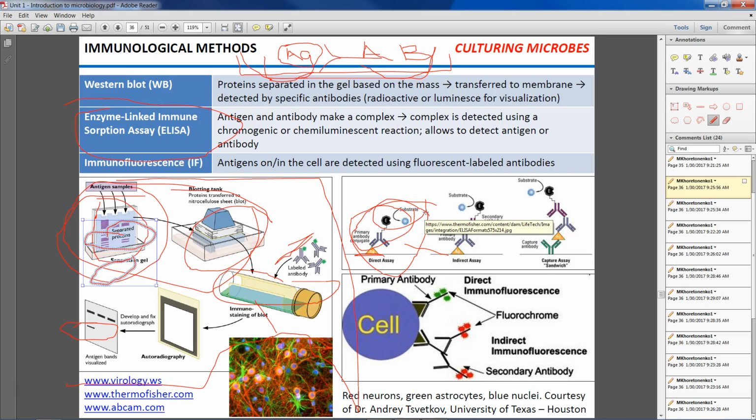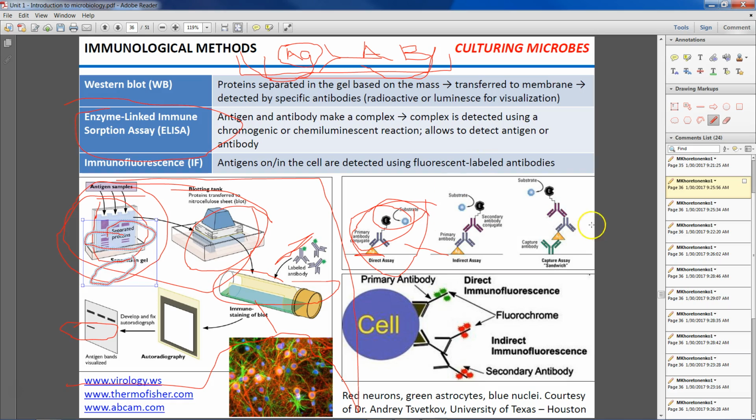So if you have a complex in the well, like a really tiny well, this well will change color or will light up. Does that make sense? If there's no complex, there will be no reaction, no color change, no light up. The more complex you have, the higher the emission is going to be, or the more color you're going to see.